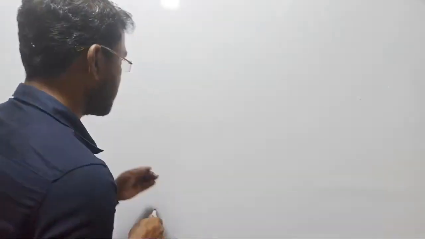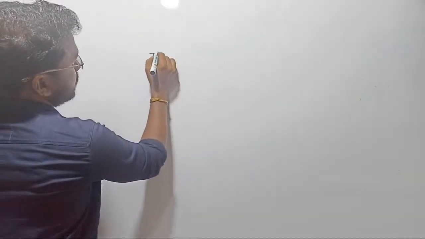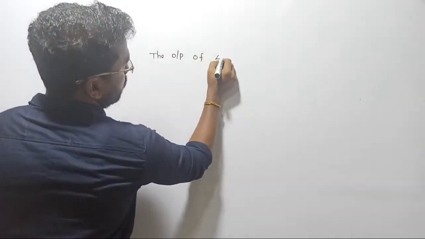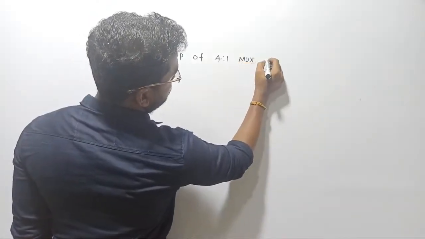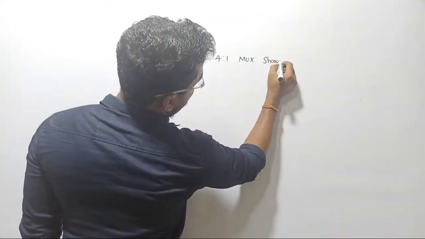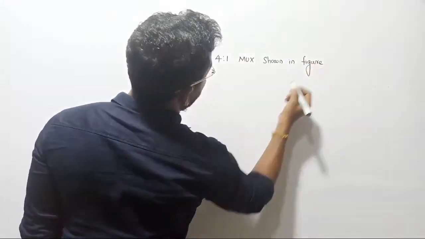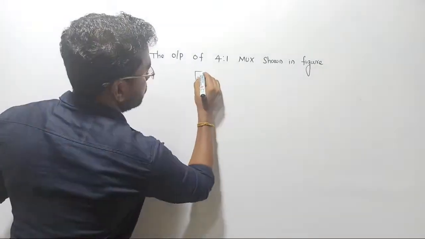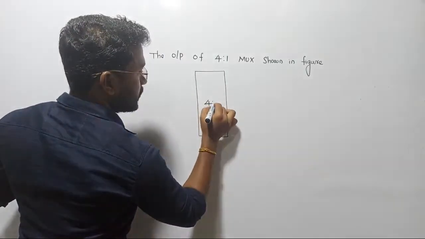Okay, the next question is the output of 4 cross 1 mux, right? The output of 4 cross 1 mux shown in the figure. That is the question. And let me drag this circuit here. 4 cross 1 mux.